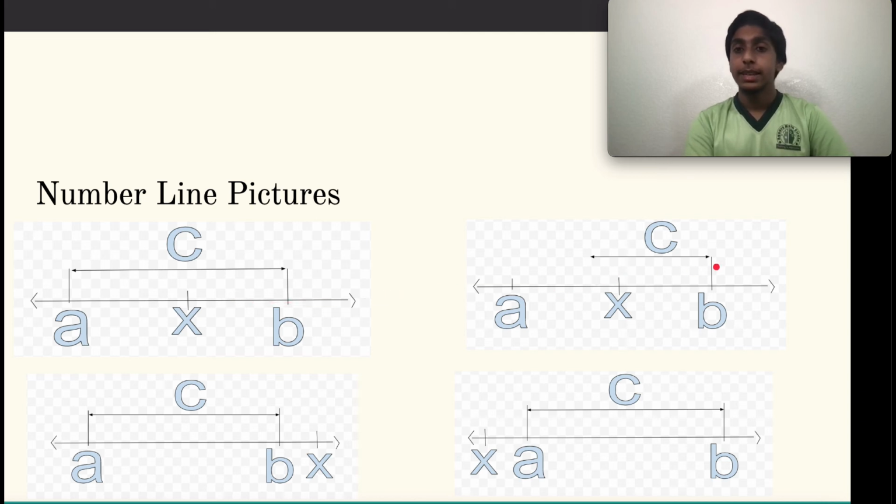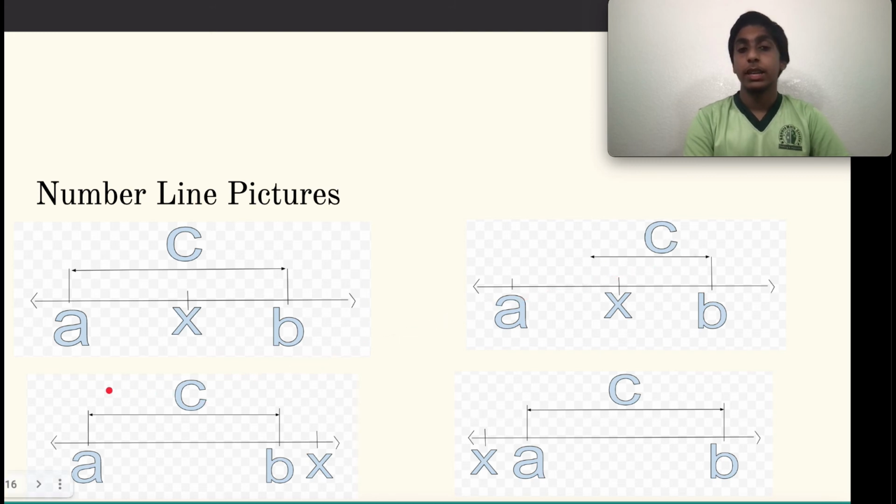Here, C is not equivalent to the distance between A and B. So the distance between X and B plus this distance is going to be greater than C. So it doesn't meet the condition that we want. We want the distance between X and A plus the distance between X and B to be equivalent to C. So this means that there are going to be no solutions because C is too small.